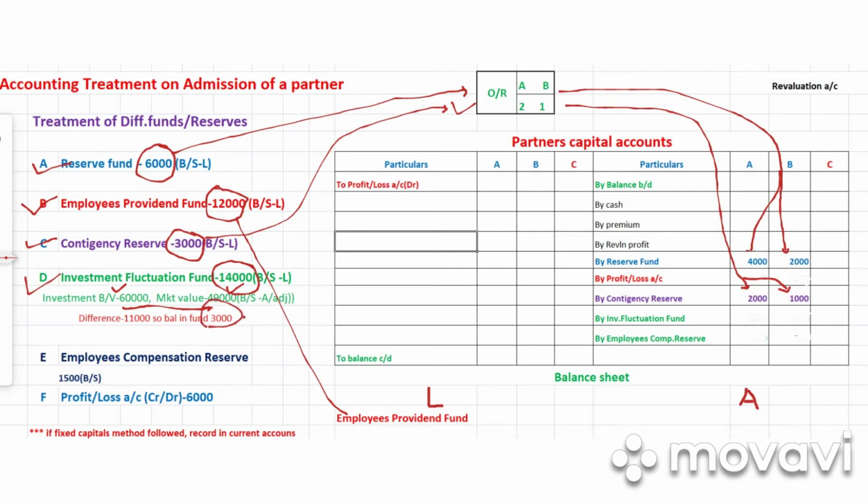This 3,000 again will be distributed between A and B in the old ratio. And dear students, this also will come to the credit side. You can see in the investment fluctuation fund here and here, both will get it. Okay, so both partners will be getting how much? 3,000 is the surplus, so they will be getting 2,000 and 1,000 respectively.